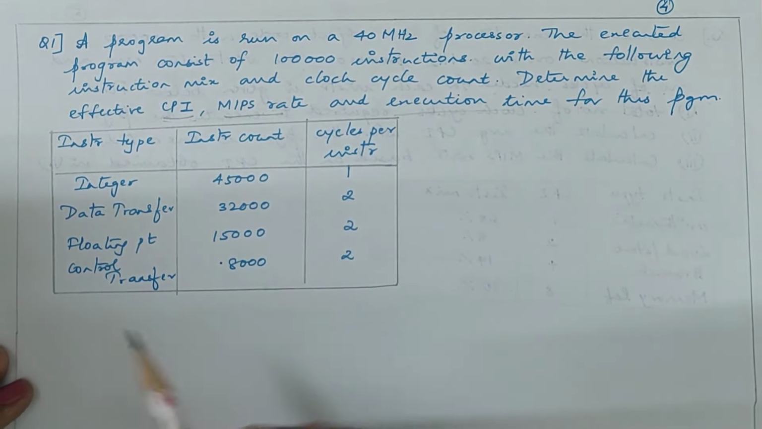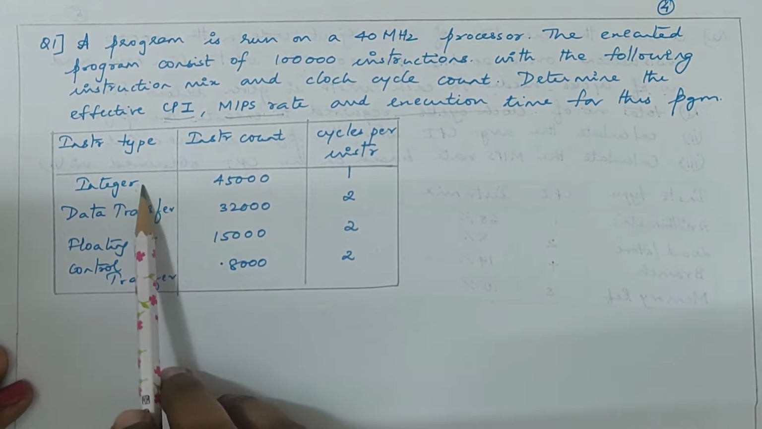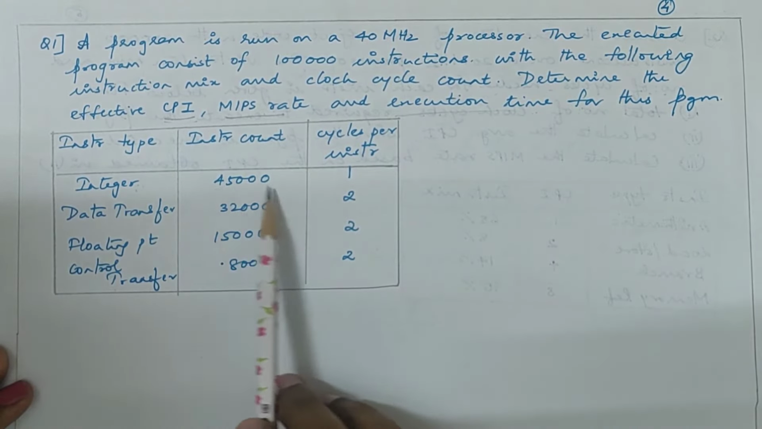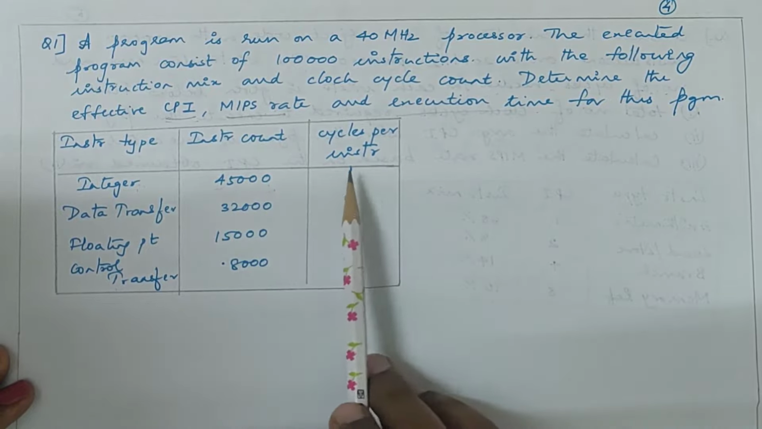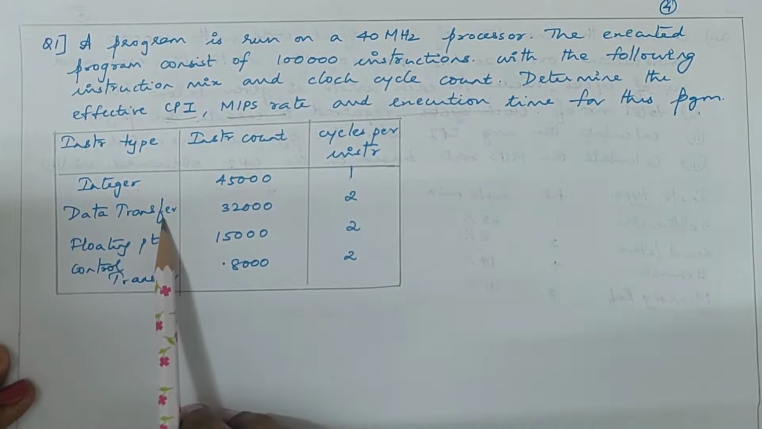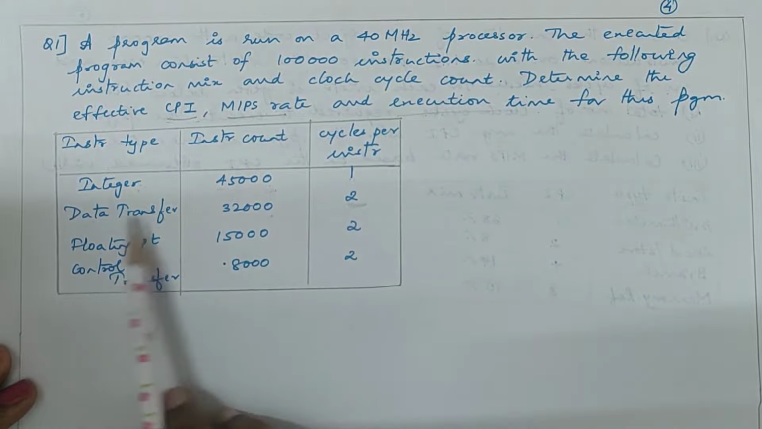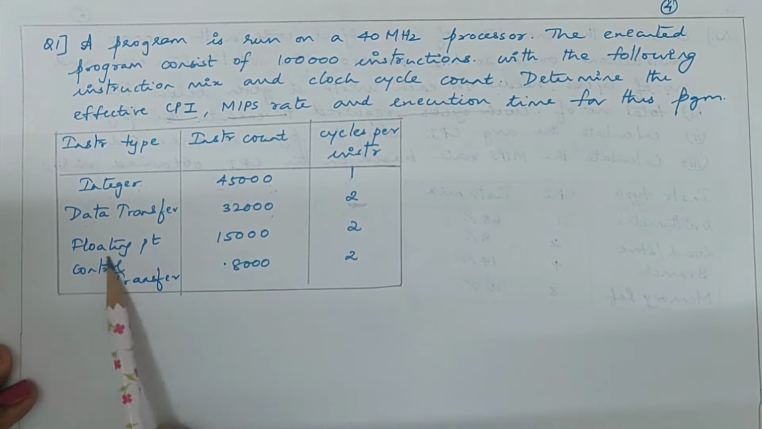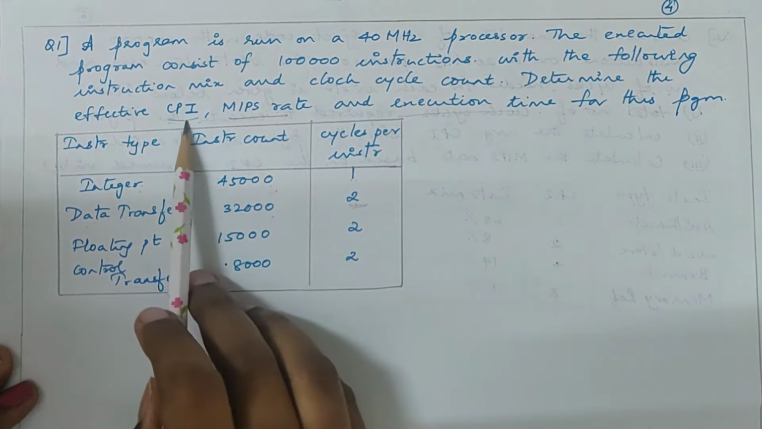If you look at the table, they have given various instruction classifications with their instruction count. So integer arithmetic instructions take 45,000, where the average number of clock cycles needed for this classification of instruction is 1. And data transfer instructions, they have given this instruction count, where the average CPI for this classification of instruction is 2, and so on. This is floating point and this is a control transfer instruction. So from this we need to find out the effective CPI first.